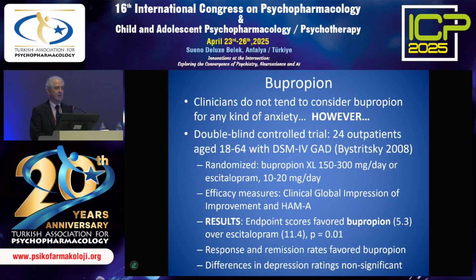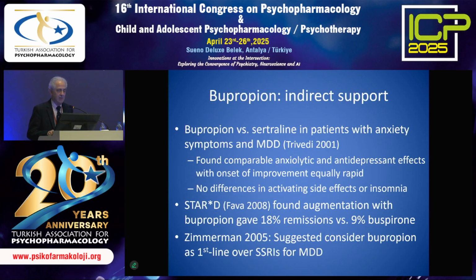But other measures in the study, like response rates and remission rates, favored bupropion, and there was no difference in depression ratings. So they weren't treating depression in this study. Since that was surprising, you do have to consider that there's other indirect support out there for bupropion as an anti-anxiety agent.